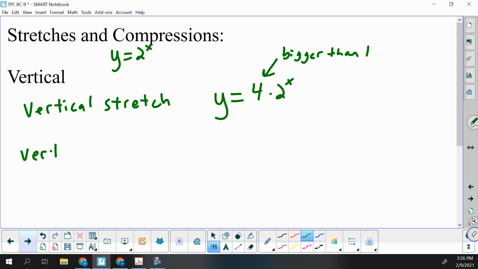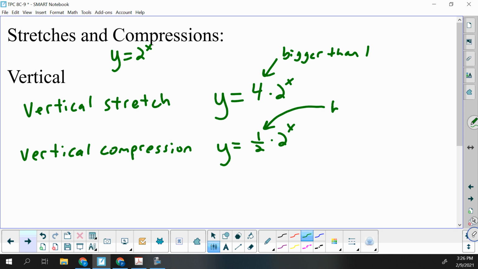And if we had the vertical compression, we would need a number out front that's less than 1. So anything between 0 and 1 would cause that compression. If it was a negative fraction, it would just be a compression and also have a reflection over the x-axis. So make sure you study those. You will have to use them on the test.